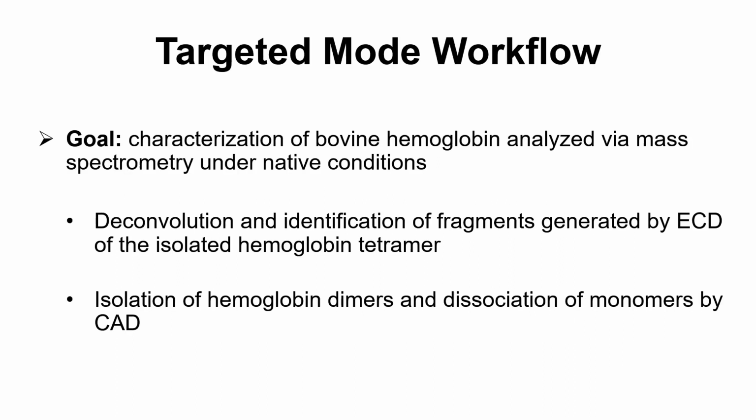Alright, let's get started. The goal of this tutorial is to characterize bovine hemoglobin measured by mass spectrometry under native conditions. First, we will perform a deconvolution and identification of fragments generated by ECD of the isolated hemoglobin tetramer. Second, we will perform a deconvolution and identification of hemoglobin dimers after dissociation of the monomers by CAD.